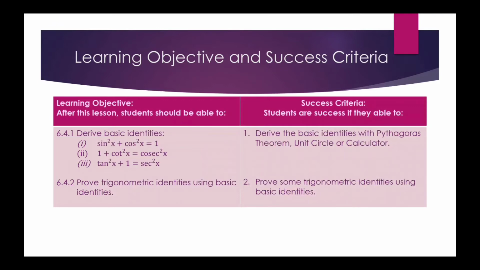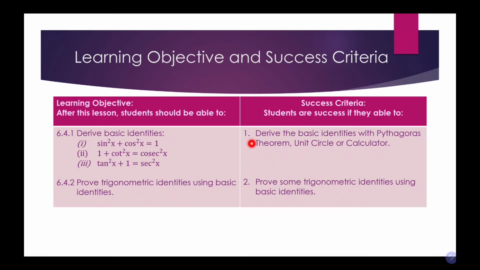As you can see, we have three basic identities here. Number 1 is sine square x plus cos square x equals 1. Number 2, 1 plus cotangent square x equals cosecant square x. And number 3, we have tangent square x plus 1 equals secant square x.